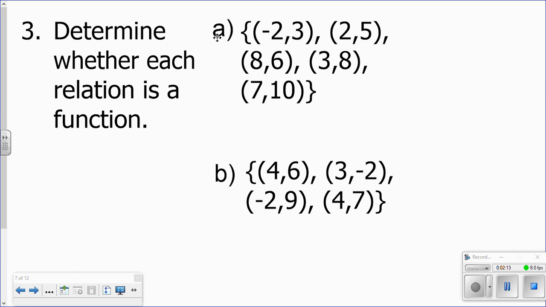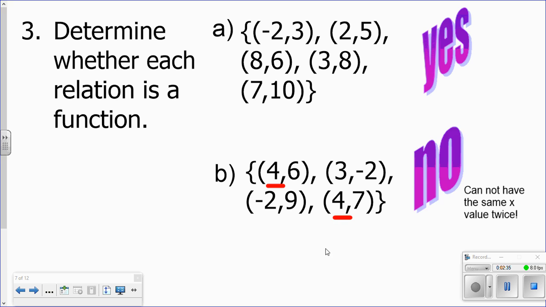So our ordered pairs here, just looking at the x's: -2, +2, 8, 3, 7. No repeating of the x value, so it is a function. In this one, you can see 4, 3, -2, 4. So we've got two 4s, and one of them has an output of 6, and one has an output of 7, so it is not a function.